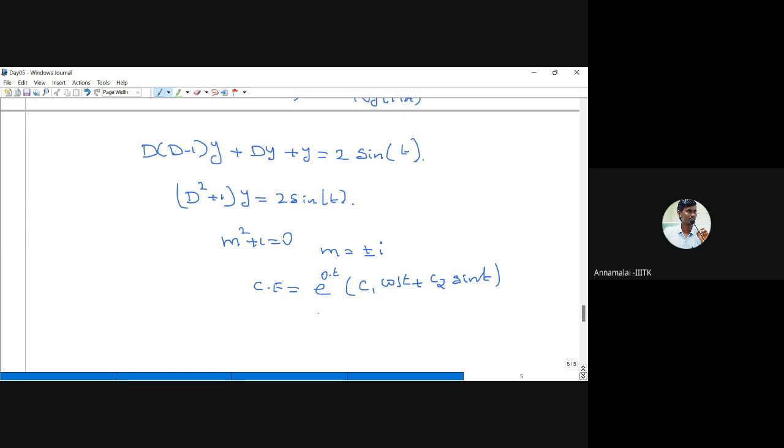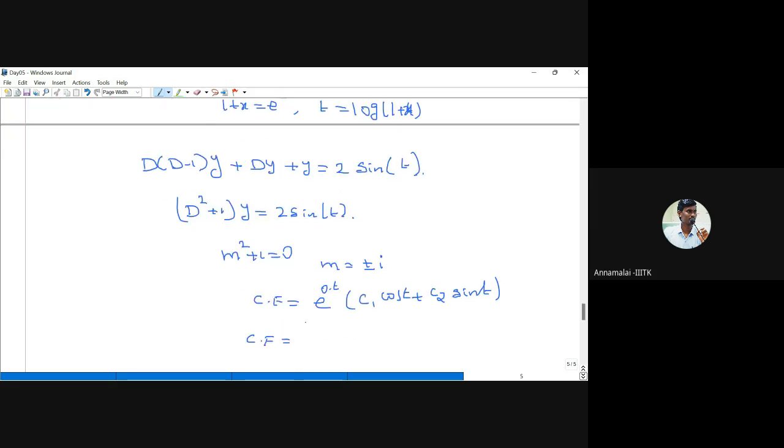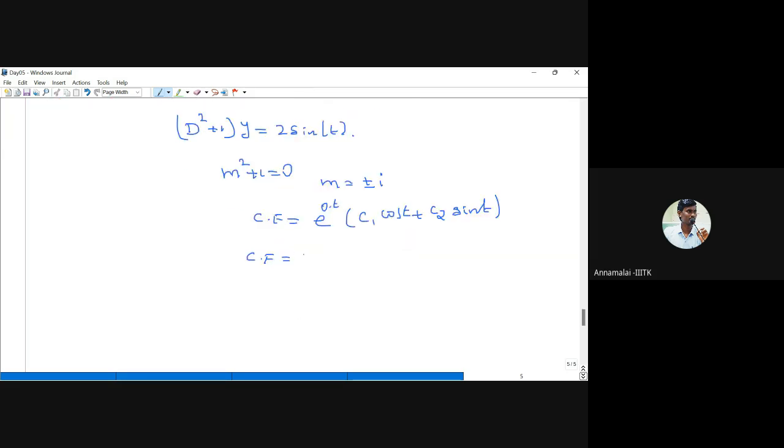Now e power 0 is 1, therefore the complementary function is, you have to replace t by log of (1 plus x). Therefore the complementary function for the original problem is c1 times cos of log of (1 plus x) plus c2 times sine of log of (1 plus x). So this is the complementary function for the original problem.